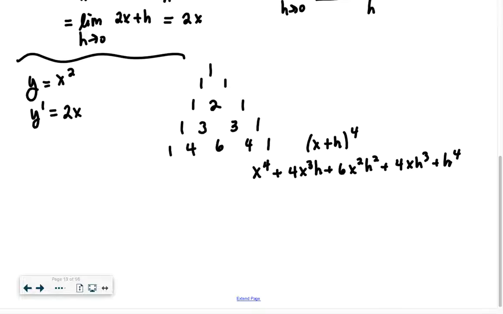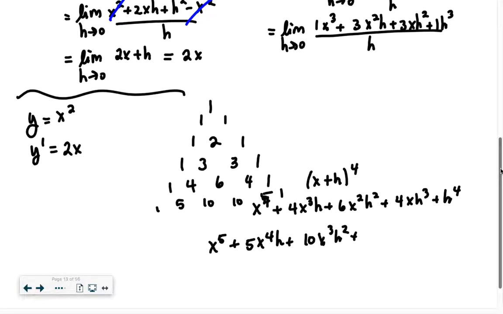It's much easier than multiplying it out by hand. Wait, so would the next row, the middle term be, so 1, 5, 10, 10, 5, 1. So the next one would be x to the 5th plus 5 x to the 4th h plus 10 x to the 3rd h squared plus, and so on. One goes up, one goes down. All right, guys, we're not spending any more time on this. Is it 15 after that? 1, 6, 15, 20, yeah. You get it.